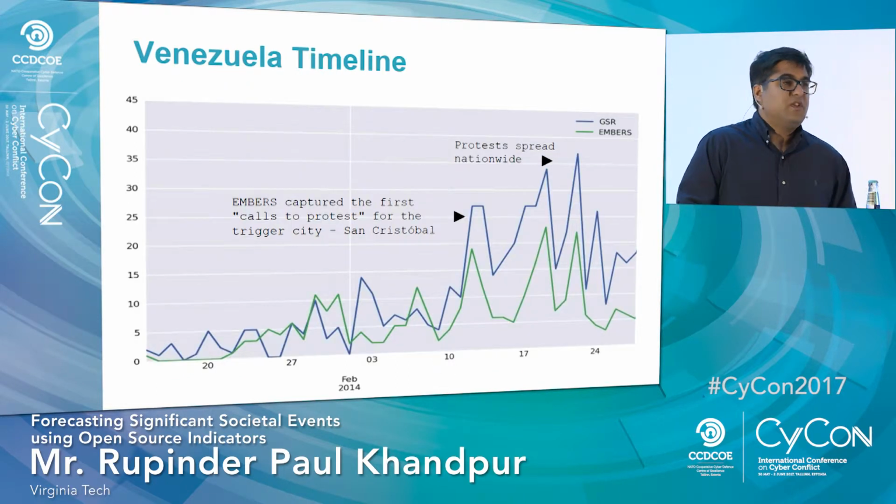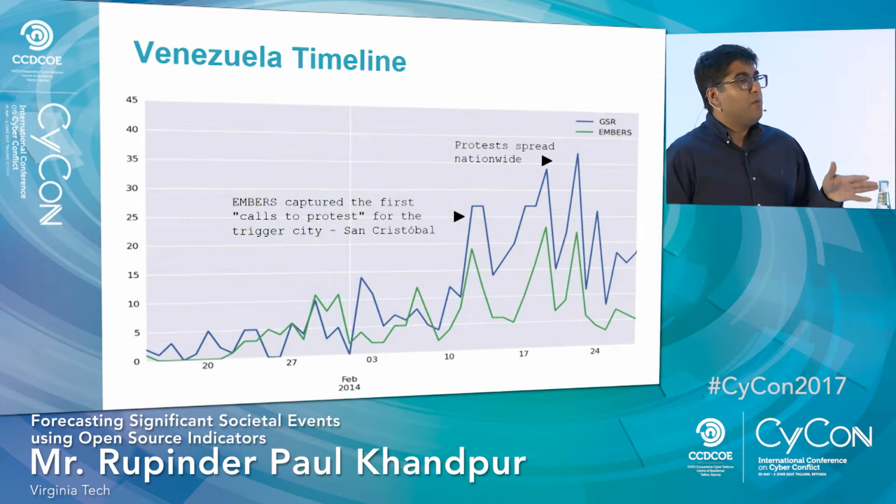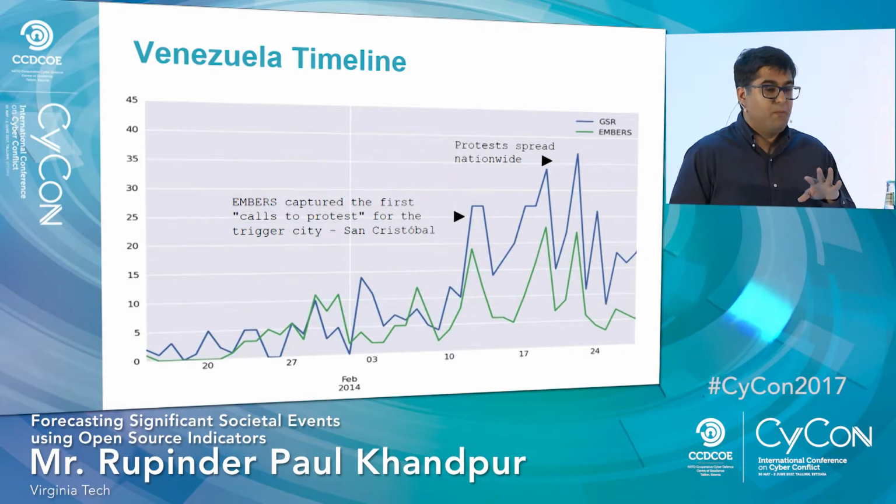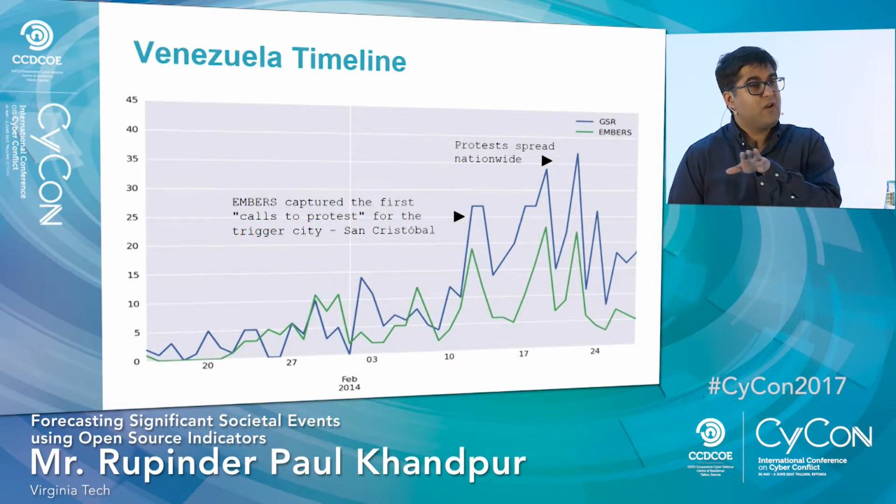And this shows you the timeline of the ground truth, the frequency of the events over time, and how EMBERS adapted itself from the initial burst that it missed. Then when the key trigger event happened, from there on we picked up all the events and forecast those events along with the ground truth.